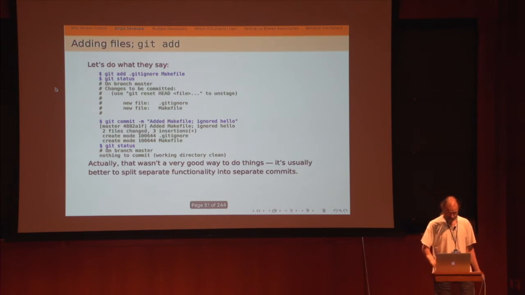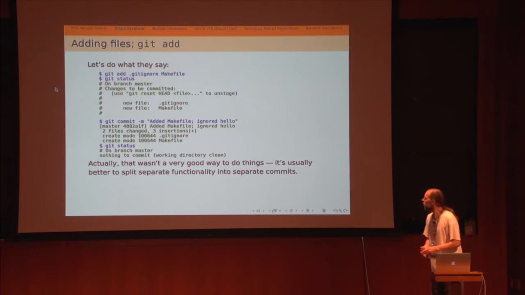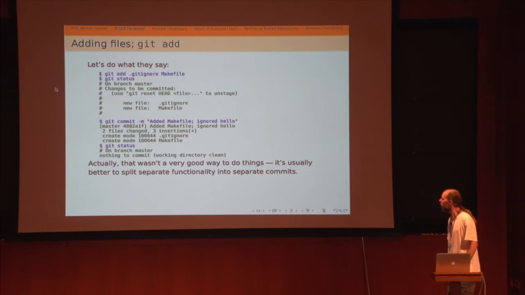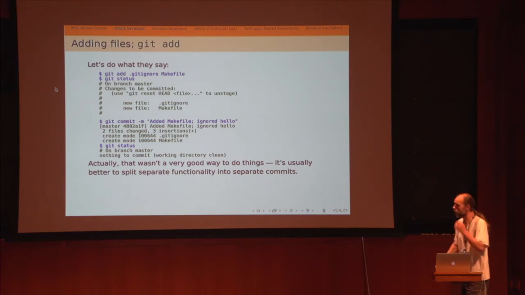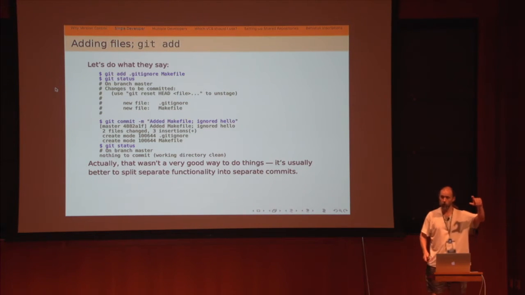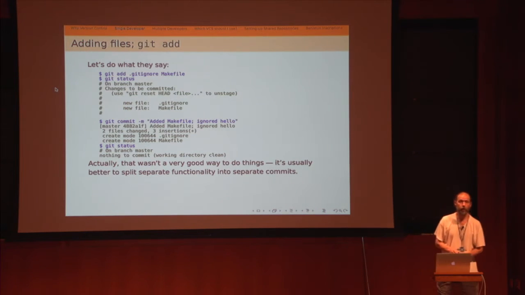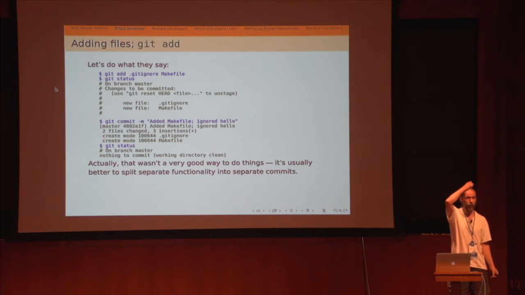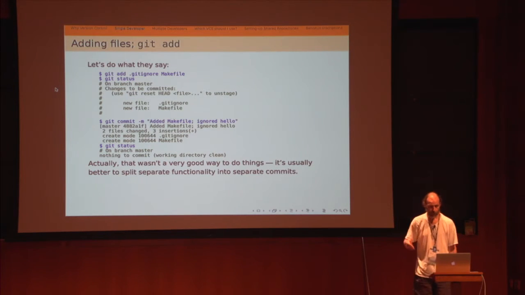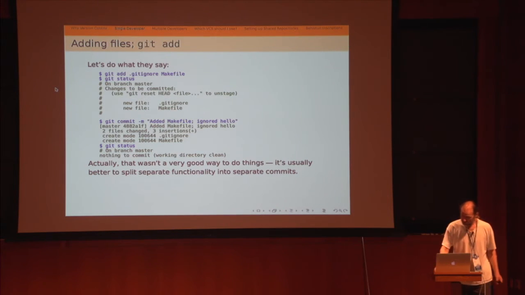That was actually a pretty bad thing to do. Generally speaking, when you want to go back and look at your source, you don't want to know that you added makefile, ignored hello, implemented a new clever algorithm, and also did something else. Because then you're going to end up with a diff which is 5,000 lines long, and you're going to scratch your head and wonder what you really changed. So you really want to go in and separate functionality into separate commits.